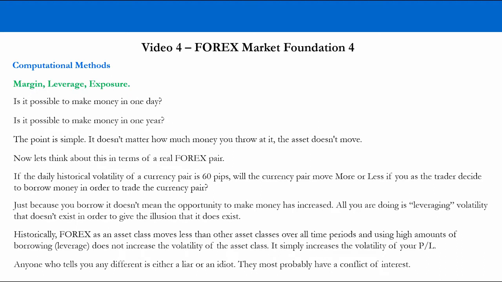Now let's think about this in terms of a real Forex pair. So let's say you work out that the daily historical volatility of a currency pair is on average 60 pips. Now, will the currency pair move in the future more or less if you as the trader decide to borrow money in order to trade the currency pair? Well, obviously not. The currency pair is just the currency pair.